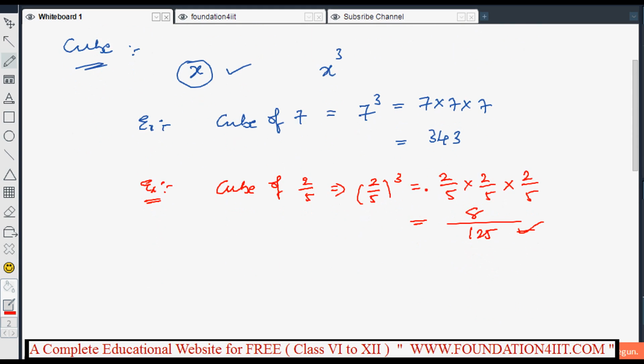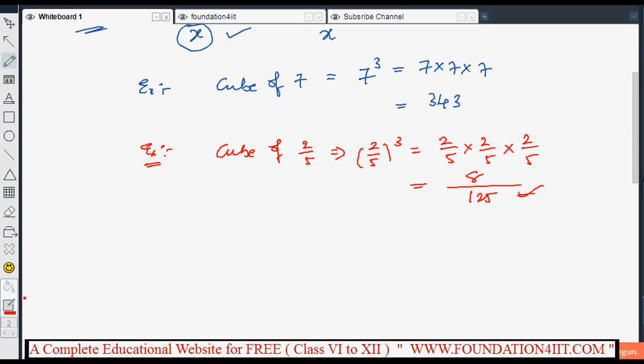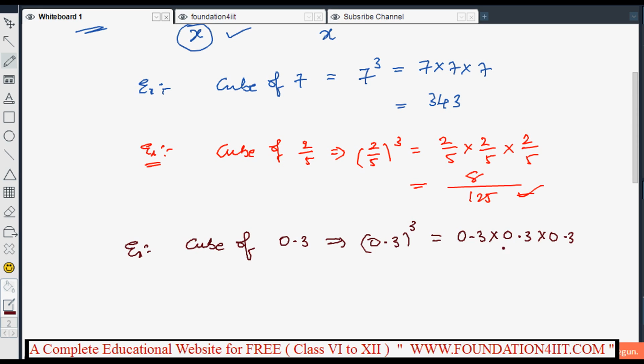You can take decimals also. I'll show you an example from decimals. The cube of 0.3. We can write 0.3 whole to the power 3. So 0.3 we need to multiply 3 times: 0.3 into 0.3 into 0.3. So that is 0.027. You already know about multiplication of decimals.